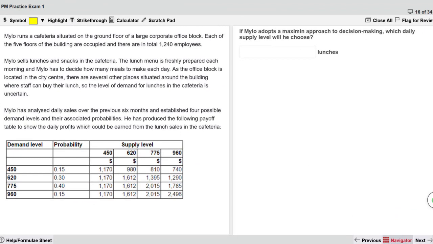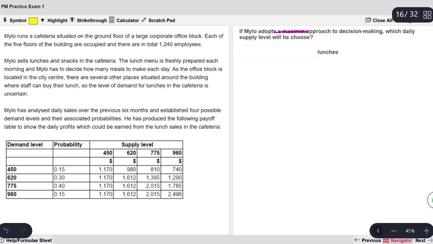We see that it's all about decision making under uncertainty, risk and uncertainty. And starting off, the first question is asking about maxi-min. That is the decision-making rule for the risk-averse decision maker, and I can't help but exploit the first easy question here. Okay, so I'm going to go to the demand levels first. I'm going to find the worst case scenario.